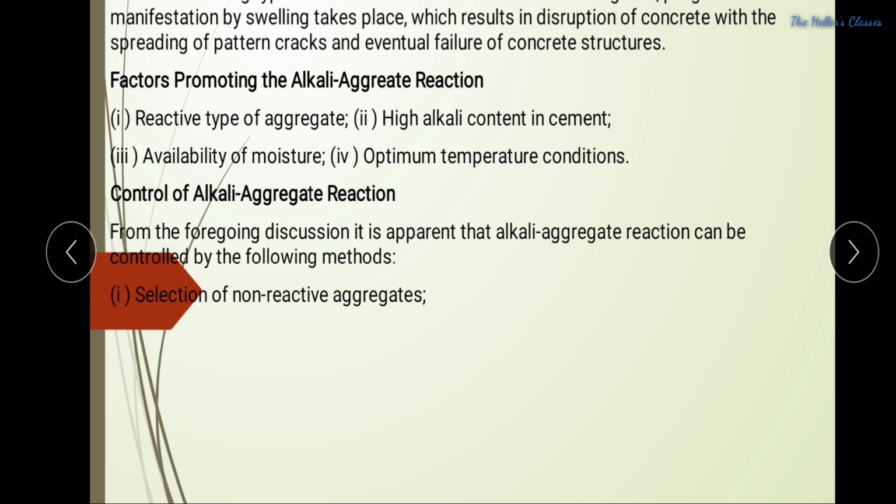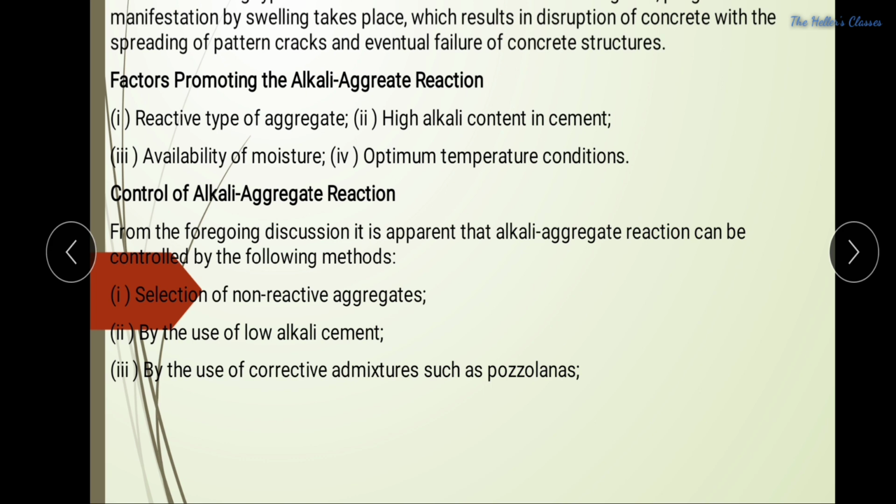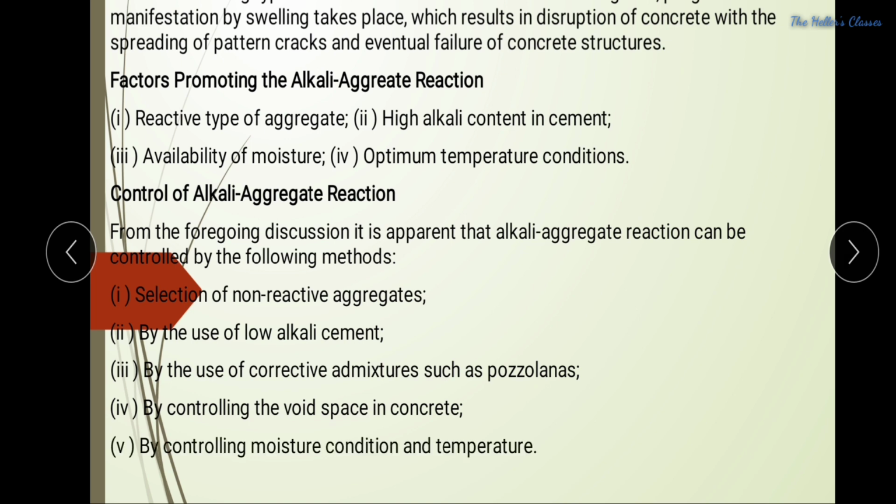by use of low alkali cement, or by use of corrective materials such as pozzolanas, which is also one of the alternate methods, or by controlling the void space in concrete. That is also one of the better ways to control alkali aggregate reaction. By controlling moisture condition and temperature also, we are able to reduce the alkali aggregate reaction. So these are the basic things by which we can control that alkali aggregate reaction.